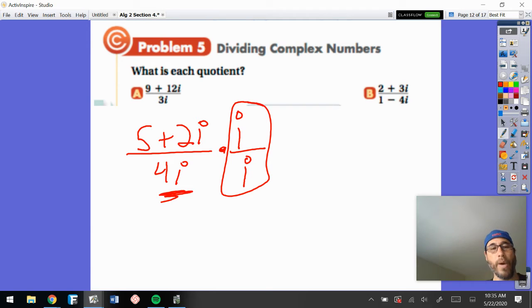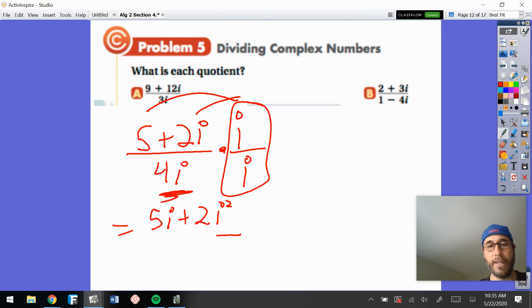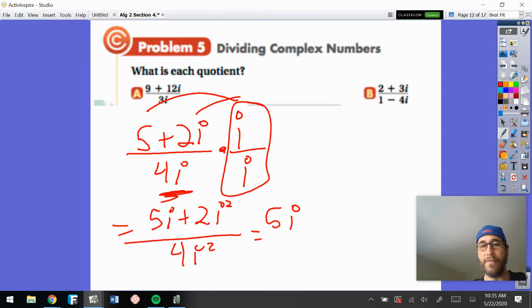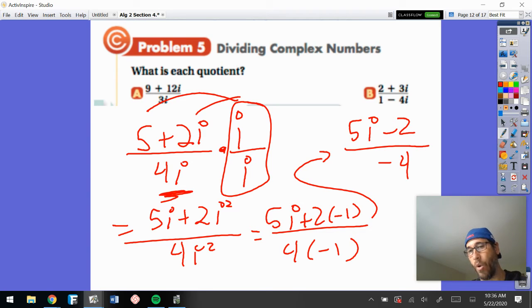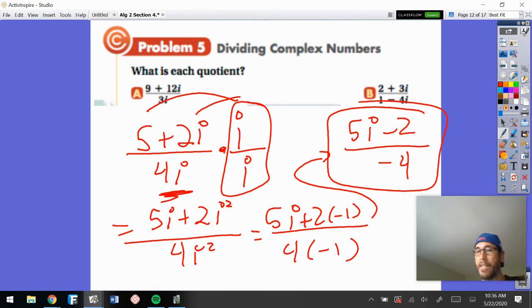I'm just changing the way it looks. So then I give an i to everything, right? You're multiplying an i by everything. Okay, 4i squared. What's that give me? That gives me 5i plus 2 times negative 1, 4 times negative 1, which gives me a 5i minus 2 all over negative 4. Now, does a 4 have a factor that goes into 5 and 2? No, it doesn't. So then that means we can leave the answer like that, right?